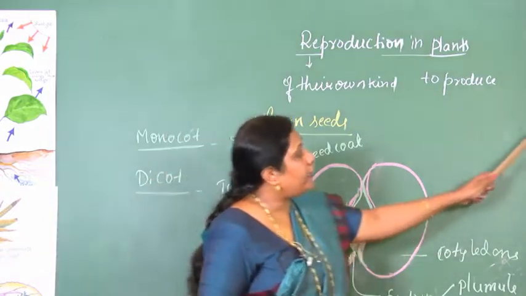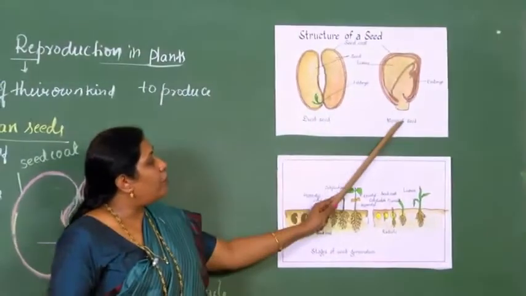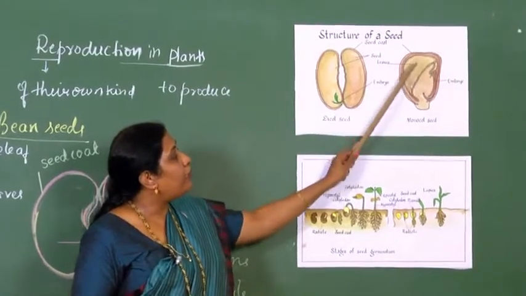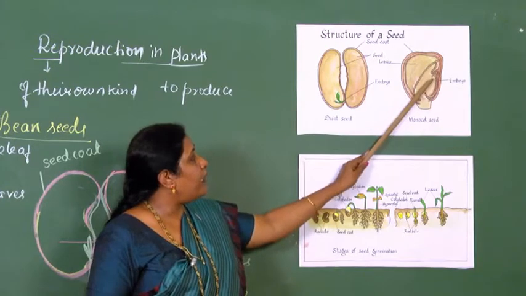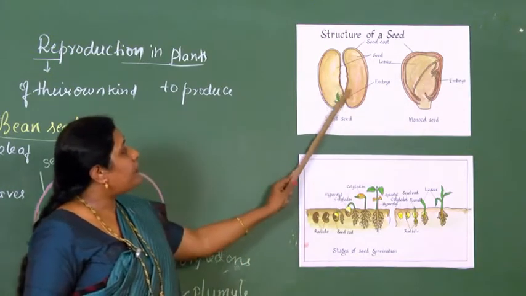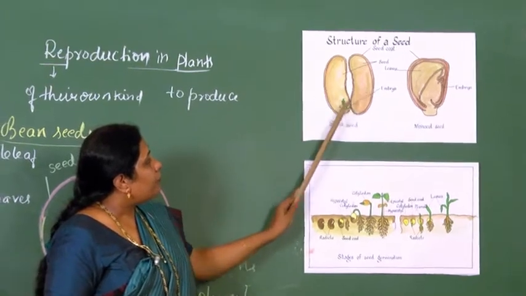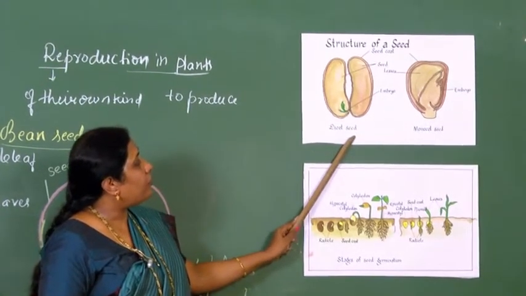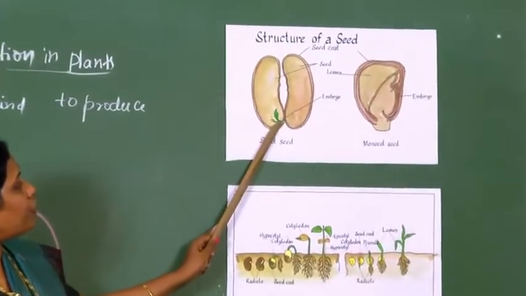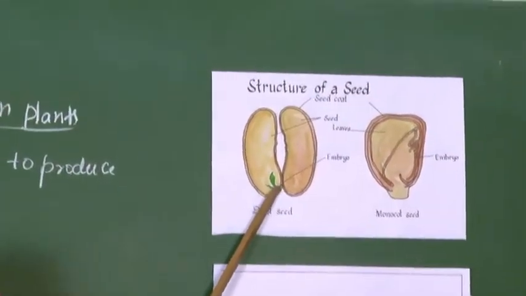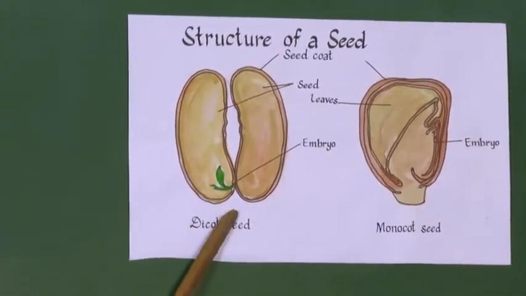I will show the diagram. This is a monocot seed. It has only one leaf. Inside that there will be the embryo. But this is a dicot seed, which has two cotyledons. The embryo consists of the plumule and the radicle part. This is about the structure of a seed.